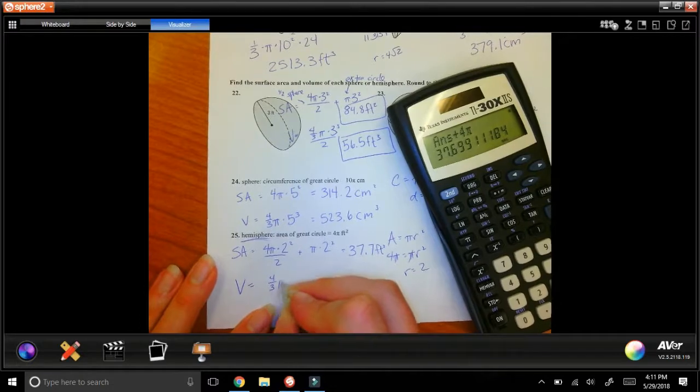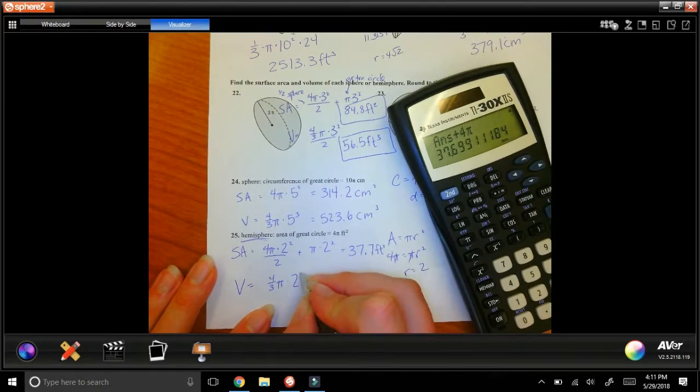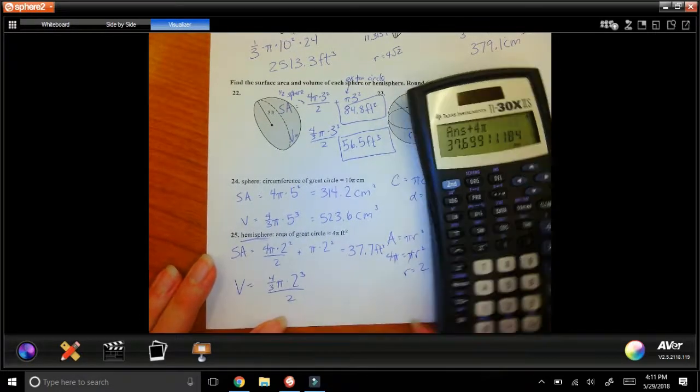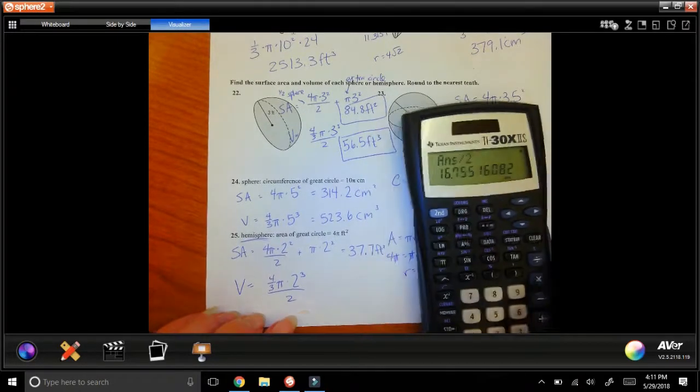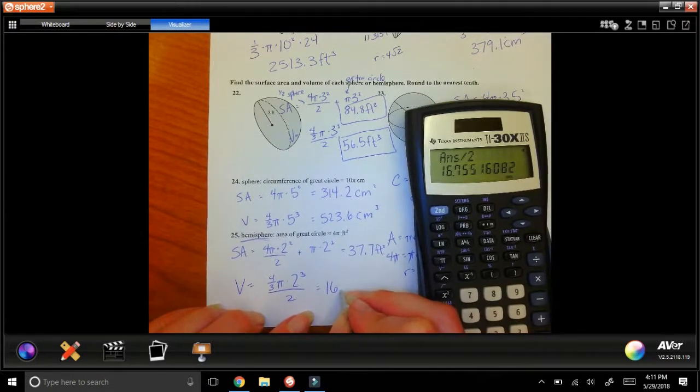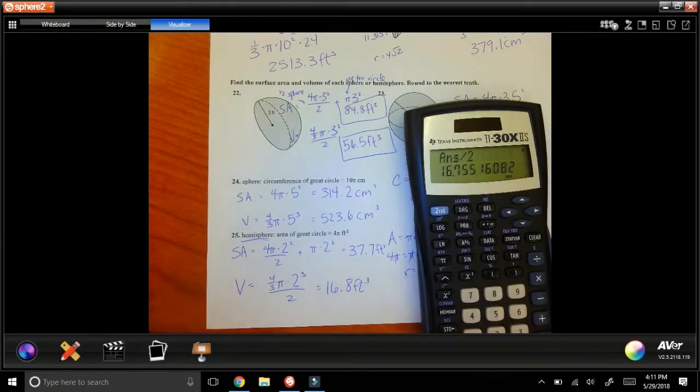Volume is 4/3 pi times the radius cubed, and then I have to take half of that. Don't forget to divide that by 2. 16.8, and that's cubic feet.